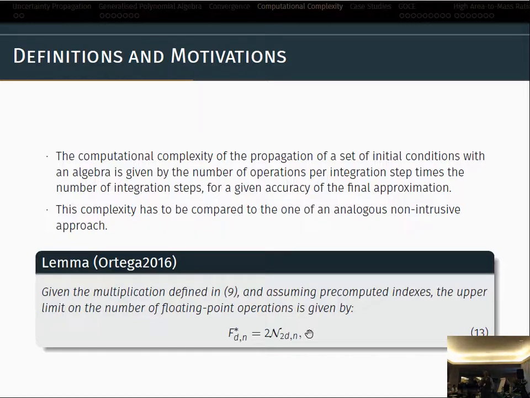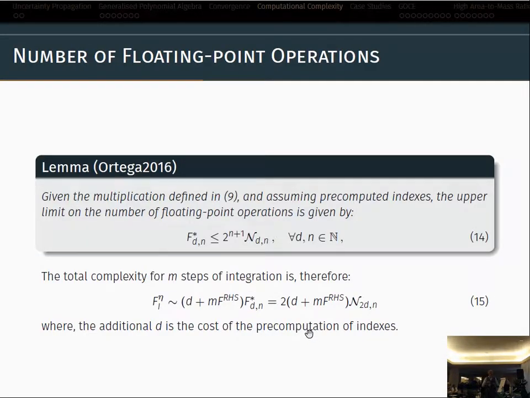So he managed to get an estimation of the number of floating point operations that you need to perform when you actually do the multiplication between two generic polynomials in a generic algebra. And it's interesting because the number of floating point operations is dependent on two times the dimension of your uncertainty space. And if you then add to this the fact that you are integrating forward in time, you can, of course, approximate the complexity, the number of floating point operations, with a function of the exact size of the algebra, which is an upper limit.